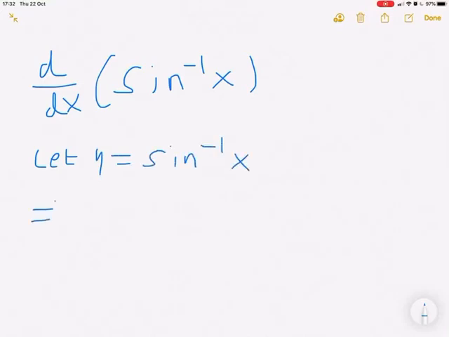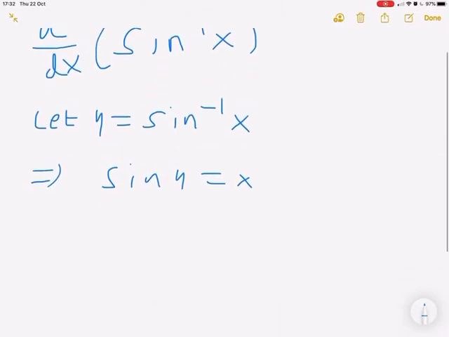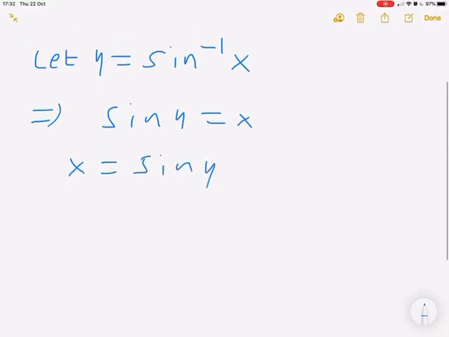x. Therefore, sine of y is x, okay? And now then, x is obviously sine of y. And what we want to do now is we want to differentiate this.